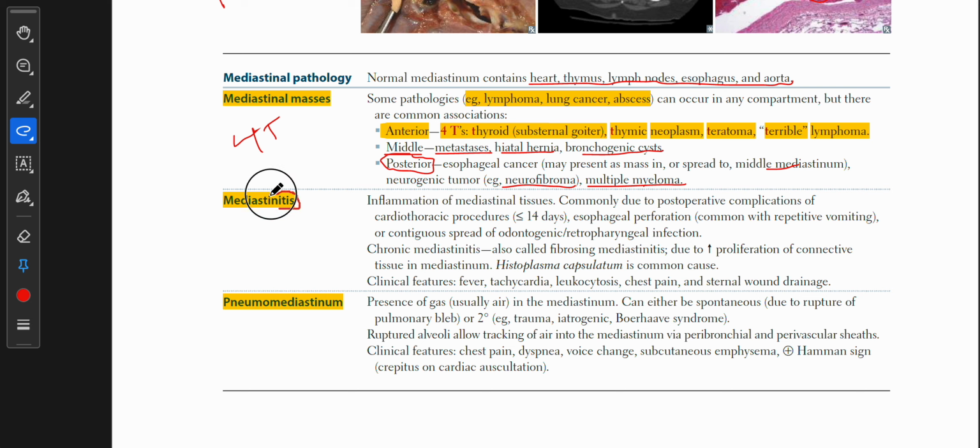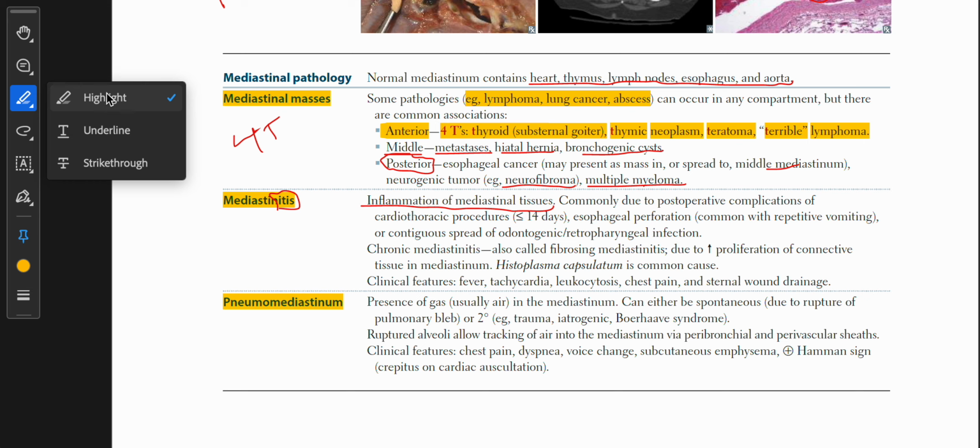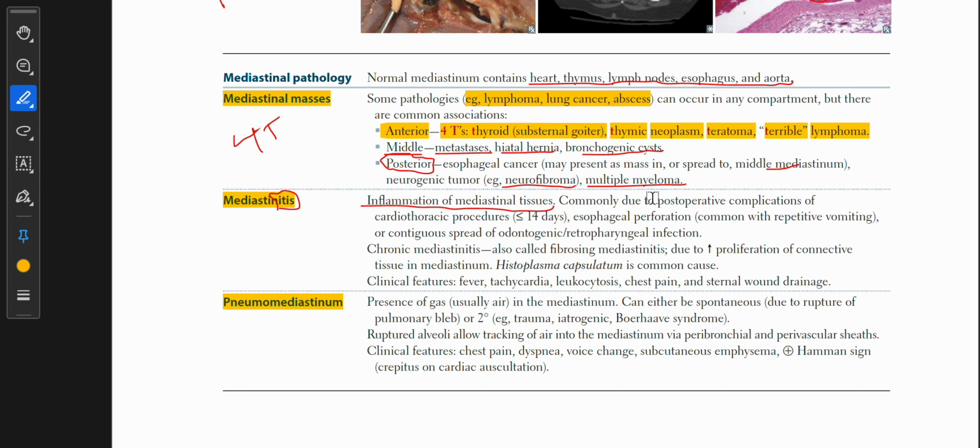So in mediastinitis, itis is inflammation. We all know that, and the inflammation of mediastinum is mediastinitis. It is commonly due to postoperative complications of cardiothoracic procedures, less than 14 days. Also esophageal perforation may cause mediastinitis, common with repetitive vomiting like Boerhaave syndrome, or also Mallory-Weiss, or contiguous spread of odontogenic and retropharyngeal infection can also cause mediastinitis.